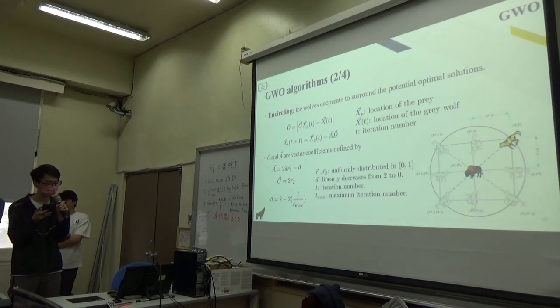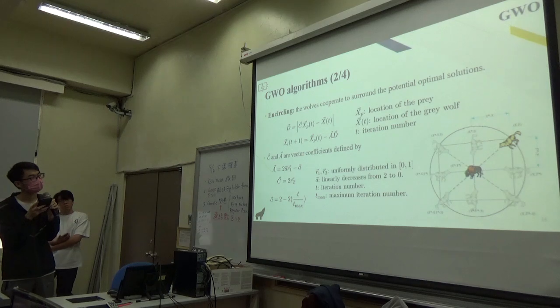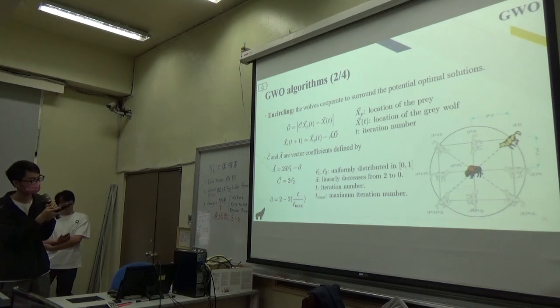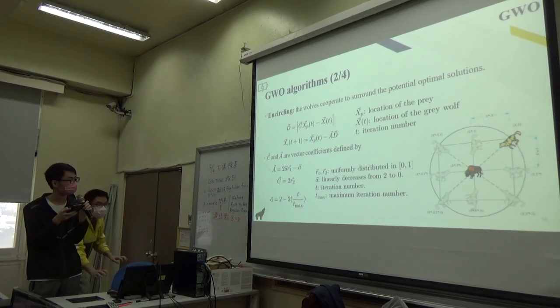And in the following formula, D represents the distance between the wolf and its prey, and Xp represents the location of the prey. C and A are vector coefficients defined by the following formula, under which r2 is a uniform distribution from 0 to 1, and a is linearly decreased from 2 to 0. t is the iteration number, and t max is the maximum iteration number.